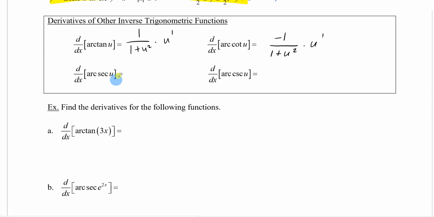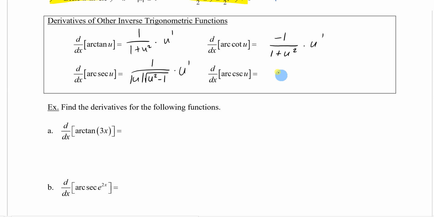The arcsecant, the derivative of arcsecant is 1 over absolute value of u times the square root of u squared minus 1. These last two, arcsecant and arccosecant, their derivatives are different. They both need to contain an absolute value here. And if you see the graph of secant, then you would understand why that would need to be absolute value. Now I'll show that in class. For time's sake, I just want to show you the derivatives and do a few examples.